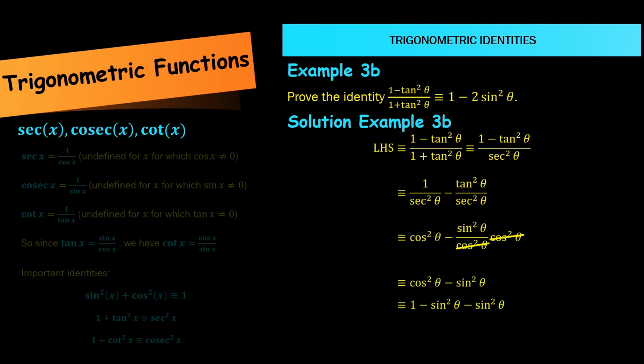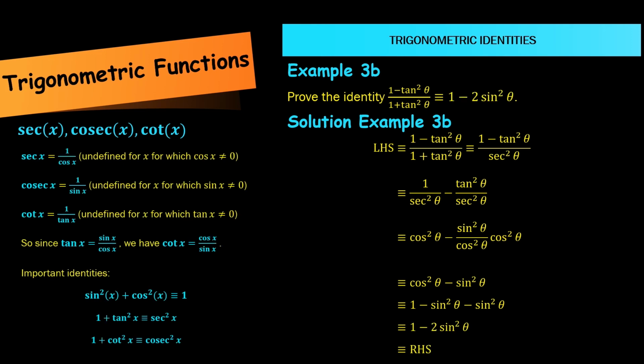And keeping an eye on what we're trying to prove, let's now replace cos squared with 1 minus sin squared, to give us 1 minus 2 sin squared theta, which is identical to the right-hand side of the expression we were trying to prove.